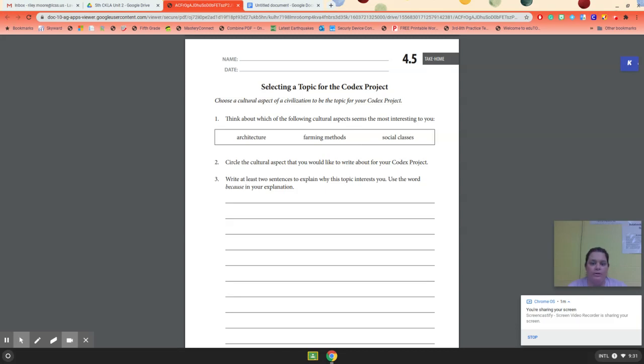Think about the following cultural aspects that seem to interest you the most. Are you most interested in the Maya, Inca, Aztec agriculture, their farming methods, or their social classes? Choose one of these. By choosing, you are circling. This is what you're going to be writing about with the Codex project. You're not going to be writing about a mixture of all three of them. You're writing only about one of them.